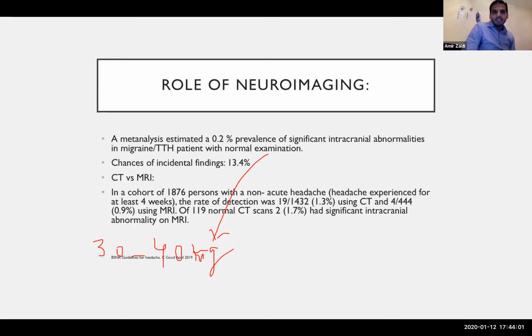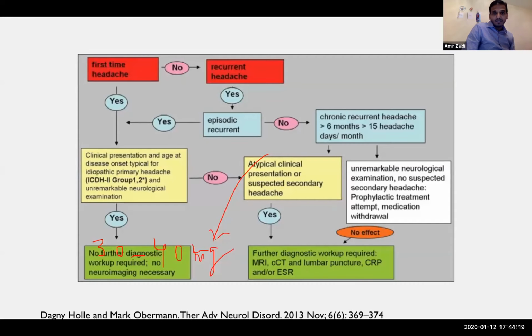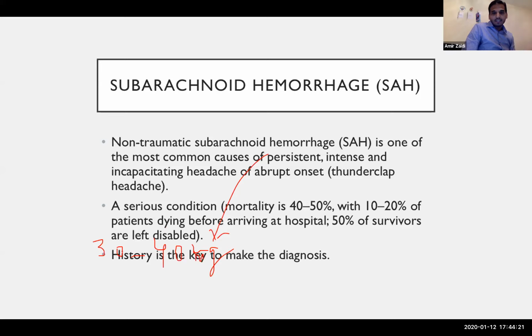Neuroimaging, usually in primary headaches, there is not much role of neuroimaging. So the important thing is to look for the red flags. And if you find the red flags, then in those cases, it is important to consider the neuroimaging. Otherwise, it's not worth it. I'll just skip that slide.